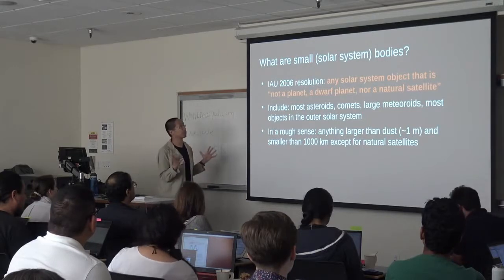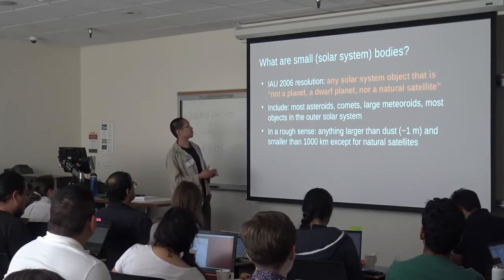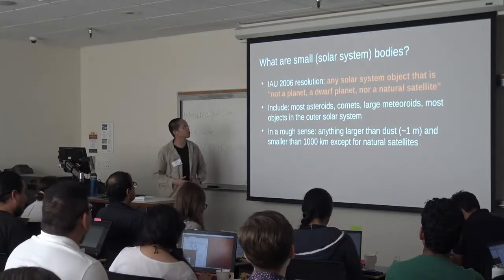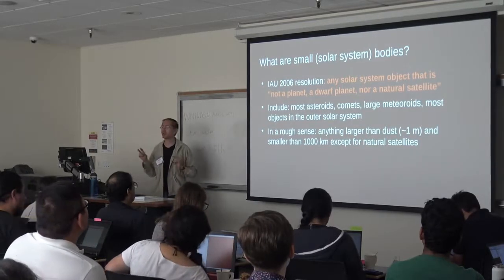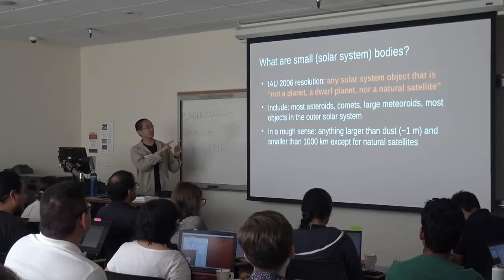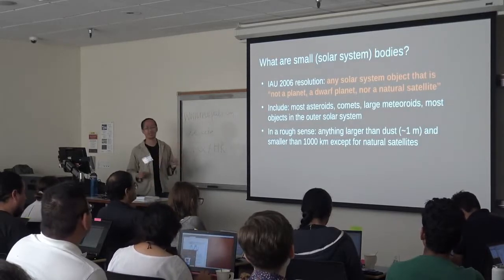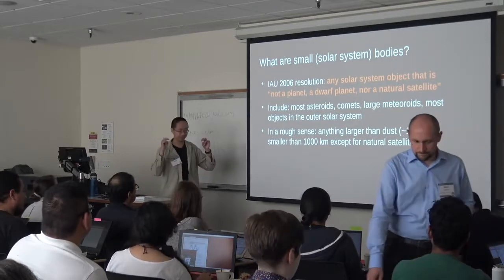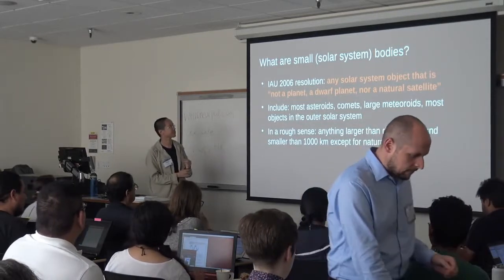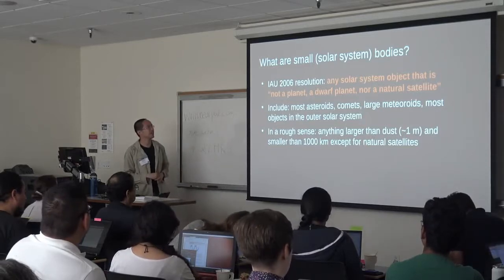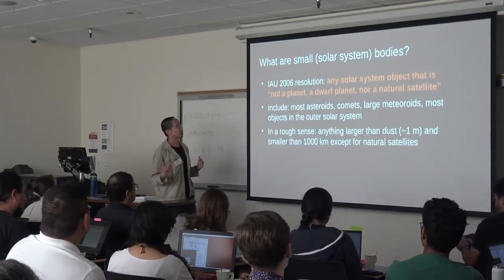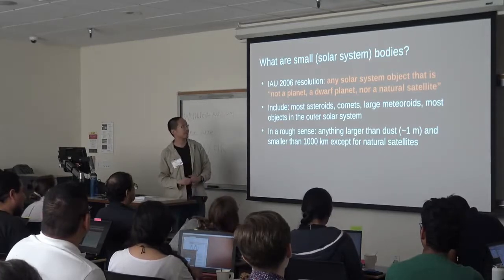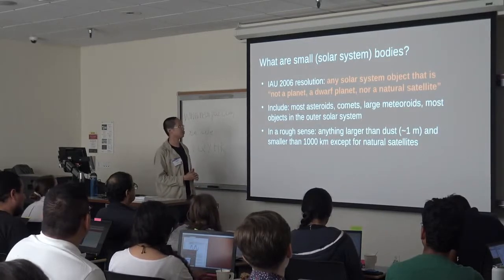So what's the definition of small solar system bodies? According to the resolution passed by the International Astronomical Union in 2006, some of you may have an impression of that, because that's the meeting that basically kicked Pluto out of the major planet class. All it says is that any solar system object that's not a planet, not a dwarf planet, not a natural satellite, will be a small solar system body.